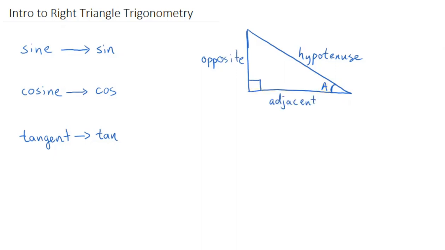Now I want to emphasize something. The opposite and the adjacent are based on A. What is opposite and what is adjacent will change depending on what angle we are caring about.